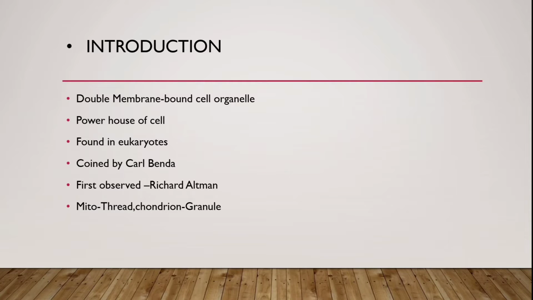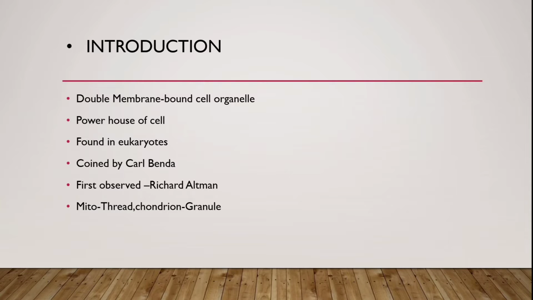The name was first coined by Carl Benda, but Kolliker was the first person who discovered the mitochondria in the year 1880, but later studies were confirmed by Fleming and Altman. Mito means thread, chondrion means granule.